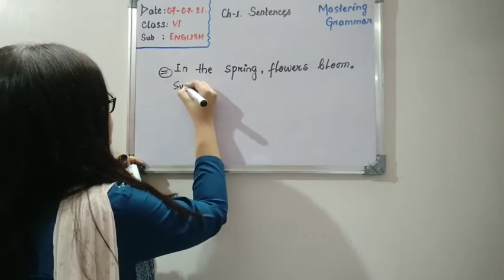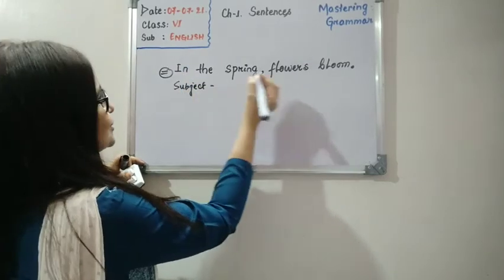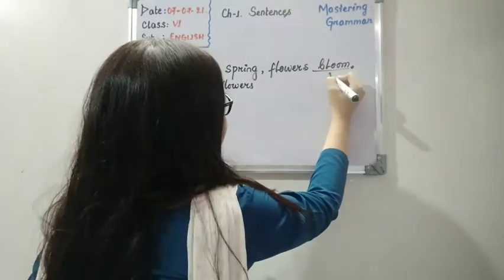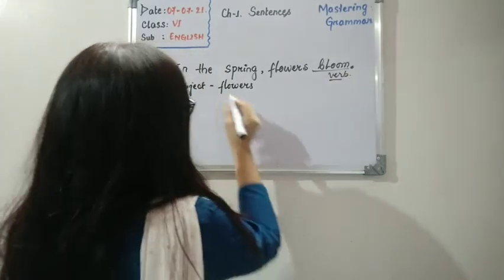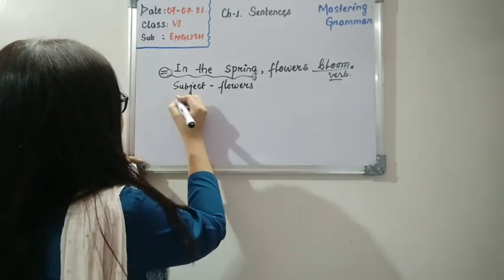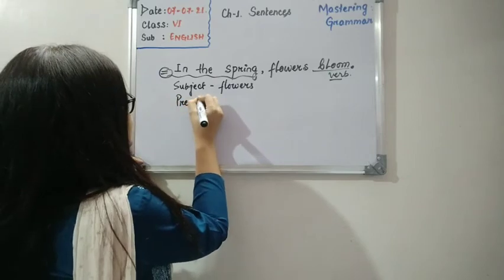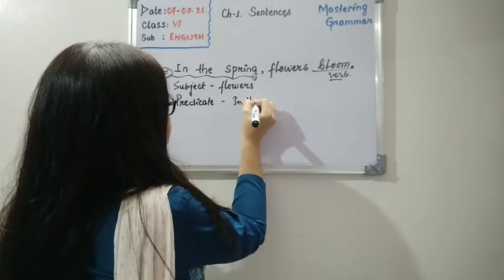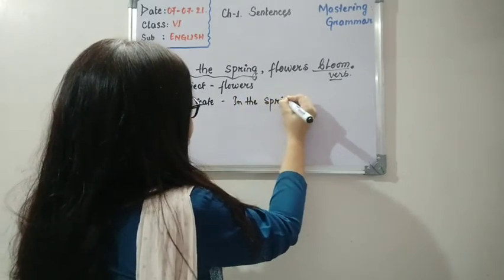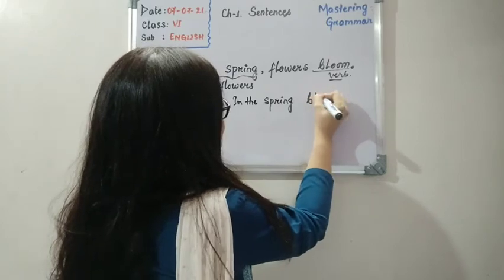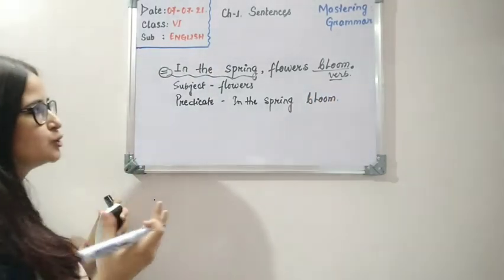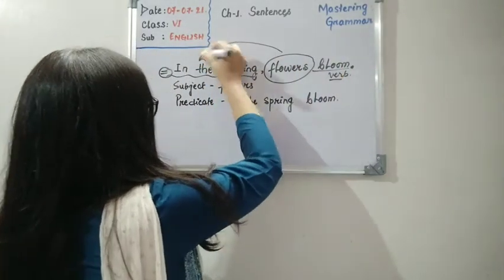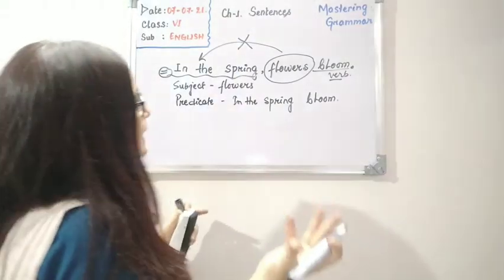Okay children, so the subject here is flowers. And you can see this is a verb, so this will definitely be a part of the predicate as well as the phrase. So the predicate here is "in the spring bloom." I gave you this example just to explain this point, that you should not expect the subject to always appear in the beginning. Sometimes it might not happen.